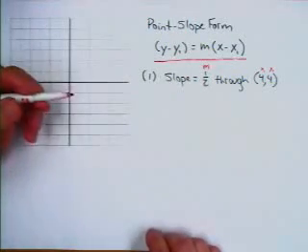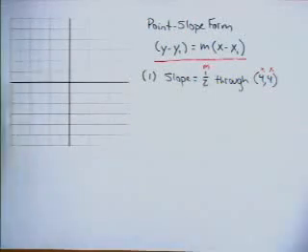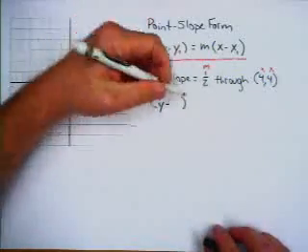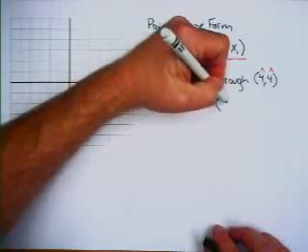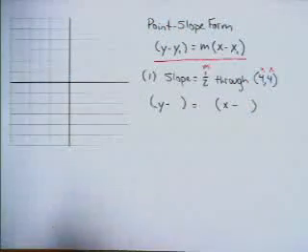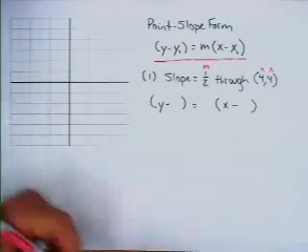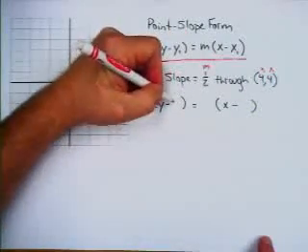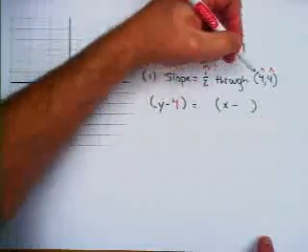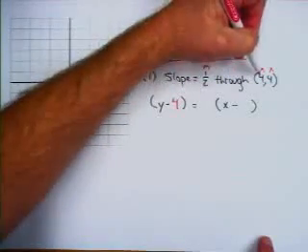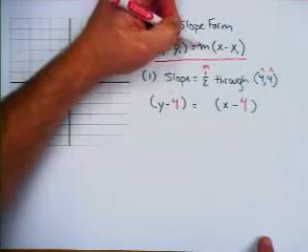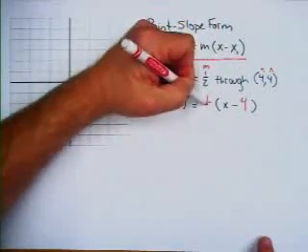So we're going to plug that into this particular formula and see what it gets us. Y minus y1 equals m times x minus x1. And in the spot for y1, we're going to put the y from the given point. In the spot for x1, we're going to put x for the given point. And in the spot for m, we're going to put the slope.